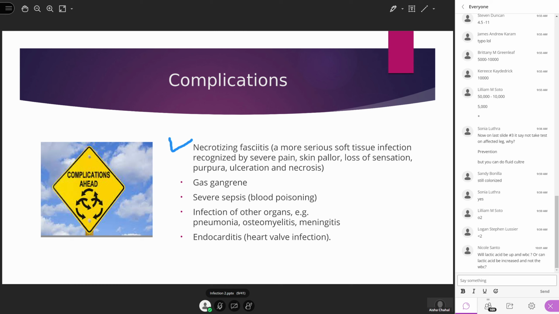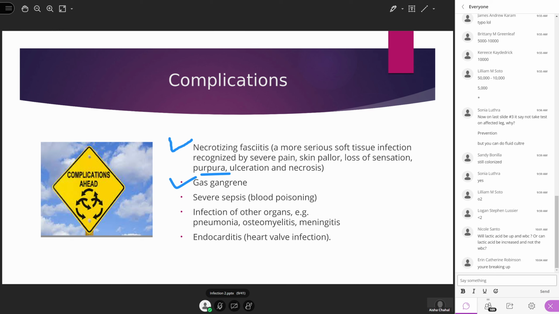The other ones are necrotizing fasciitis. So fascia is really like the subcutaneous tissue, and that can get necrosed because of the lack of blood supply. And purpura is like the purple coloration, ulceration, necrosis can happen. Gas gangrene. So gas gangrene is pretty much like a regular gangrene.